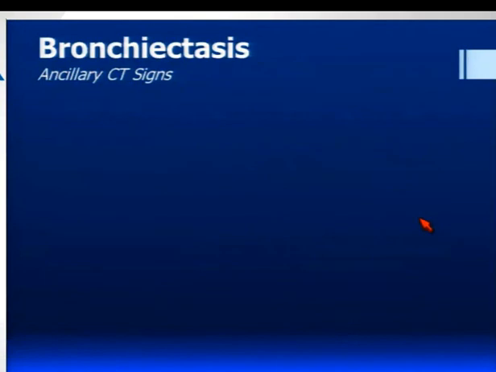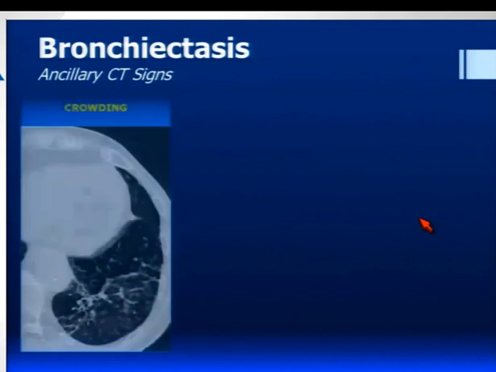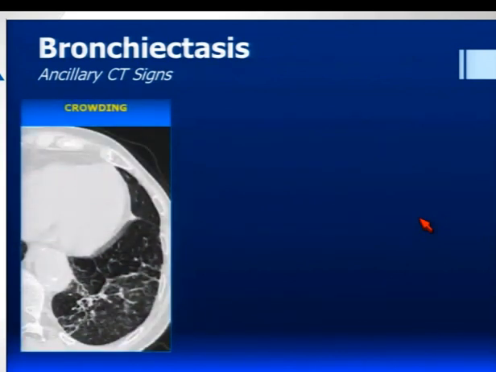There are a number of ancillary features. Now, and I stress the word ancillary. You must not make the diagnosis of bronchiectasis based on these signs, but they are often present in patients who have bronchiectasis. First thing you get is crowding of the airways.